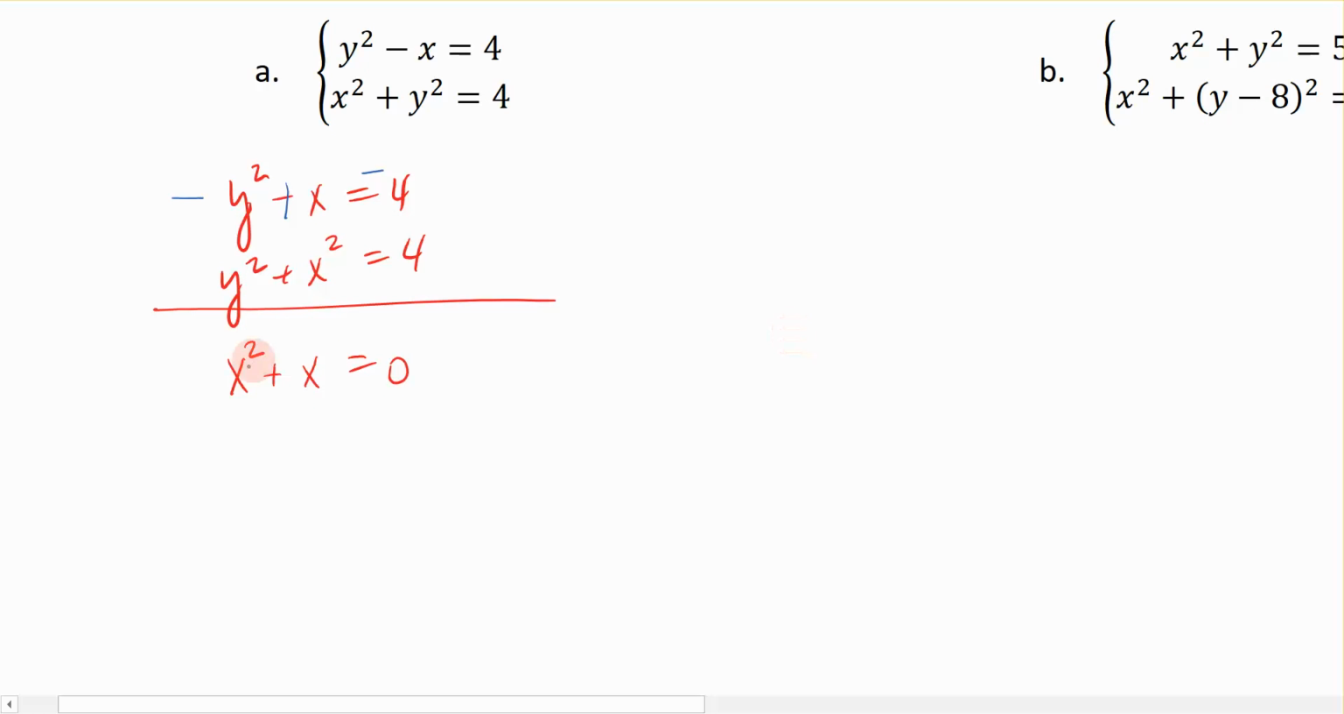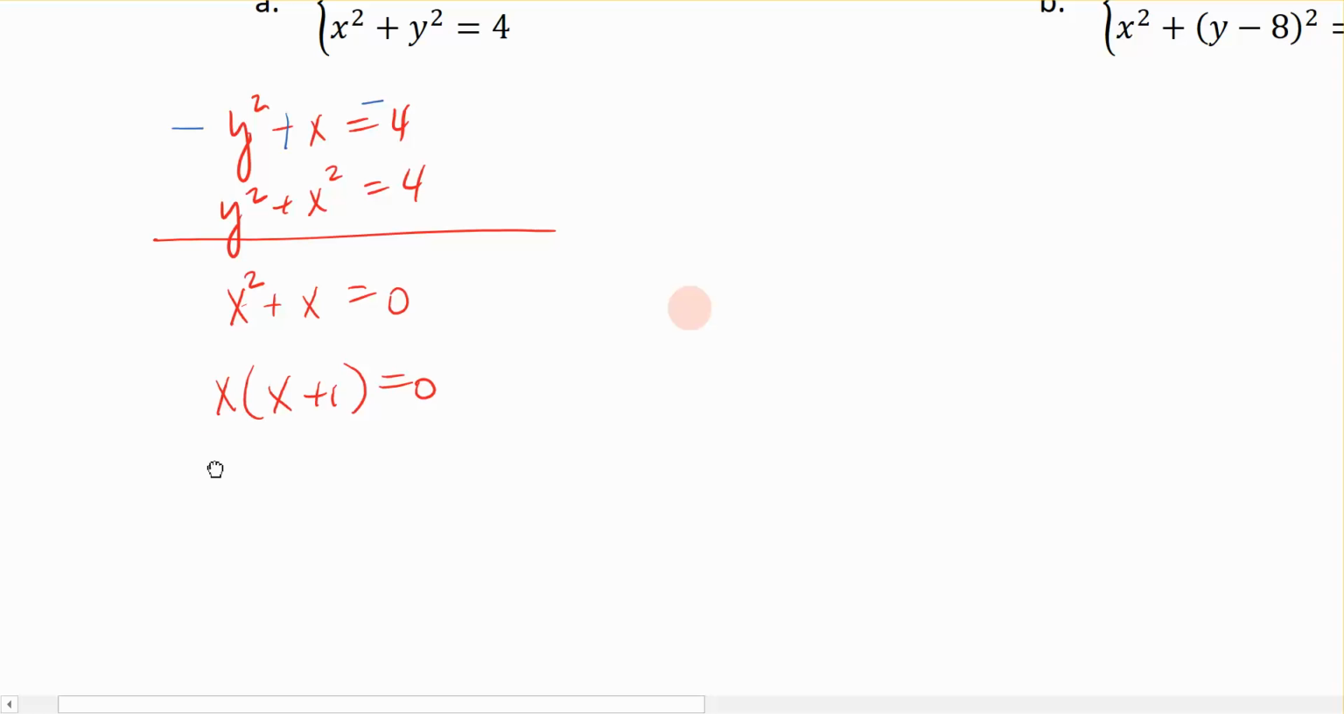Okay, so now I'm going to solve for the variable x. I do that because this is set equal to 0, by factoring the left-hand side into x times x plus 1, and then setting each of these factors equal to 0 and solving. So x is equal to 0 and x is equal to -1.